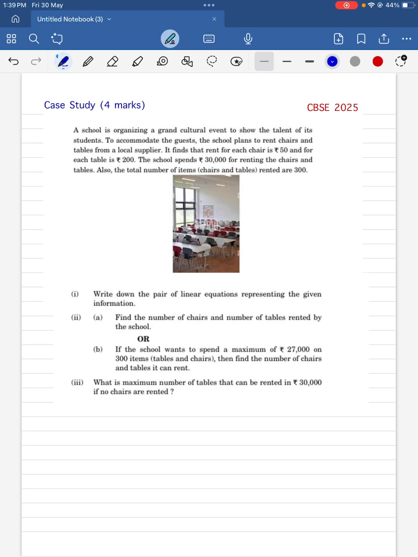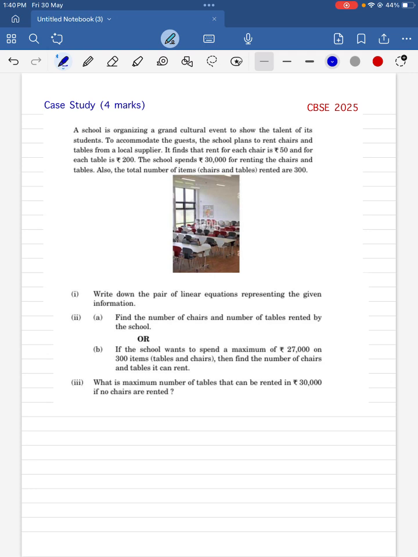In this video, I'll be doing a case-based question for 4 marks from the CBSE 2025 board paper, and the question is from the lesson Linear Equations in Two Variables. Now, a school is organizing a grand cultural event to show the talent of its students. To accommodate the guests, the school plans to rent chairs and tables from a local supplier. It finds that the rent for each chair is rupees 50 and for each table is rupees 200. Now the school spends rupees 30,000 for renting the chairs and tables. Also, the total number of items, that is chairs and tables together rented, are 300.